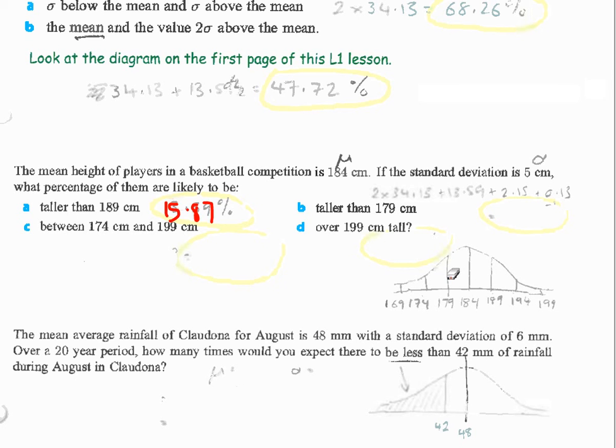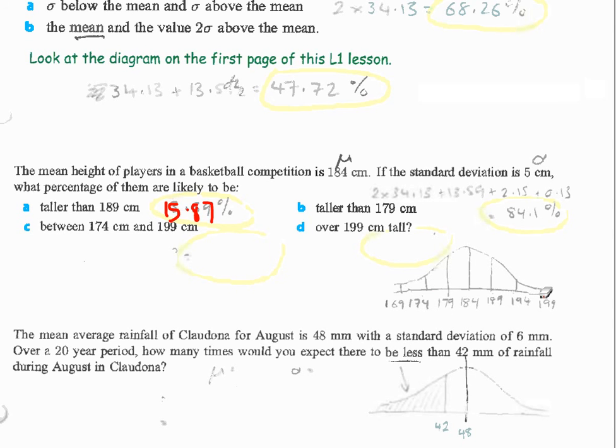So 34.13 plus 34.13 plus this one 2.15 plus 0.13, sorry, and 13.59 plus 2.15 plus 0.13. That's what this is here. And then when you add all that up together, you should get 84.1%. Between 174 and 199, 174 is here, 199 is up here. So you've got to add these probabilities.